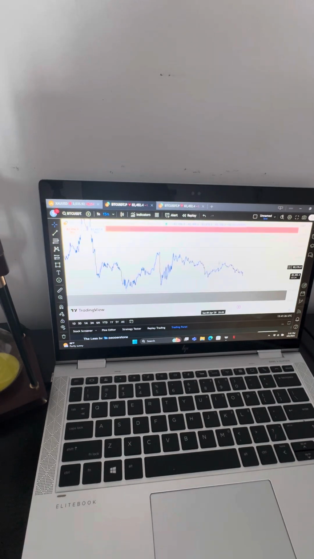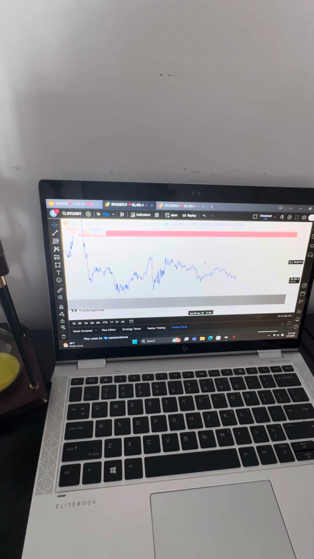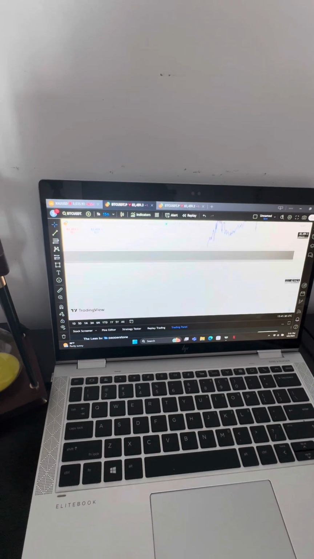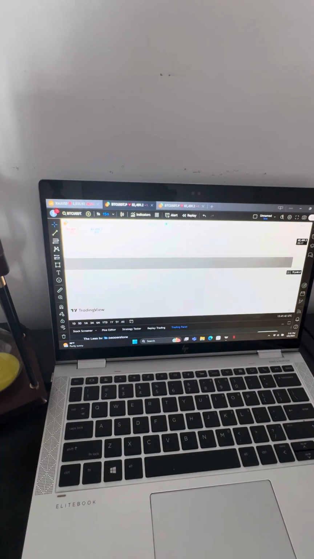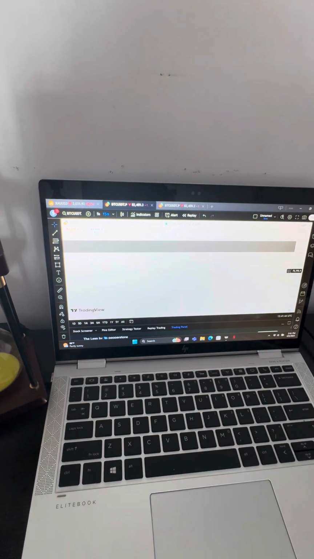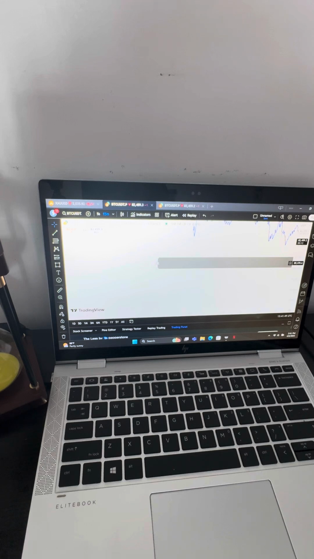So this is how I do my analysis. I do top down. I go from the 4 hour to the 1 hour, and from there to the 15 minutes. This is where I take my entry. Then if you go to the 15 minutes now, let me show you something. You see, this is either a fair value gap or another same order block. So let's see, what do we have here?